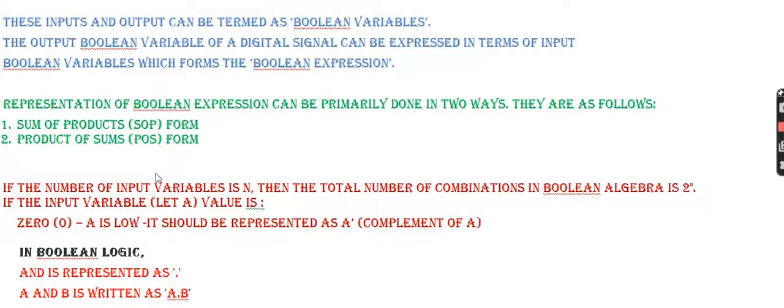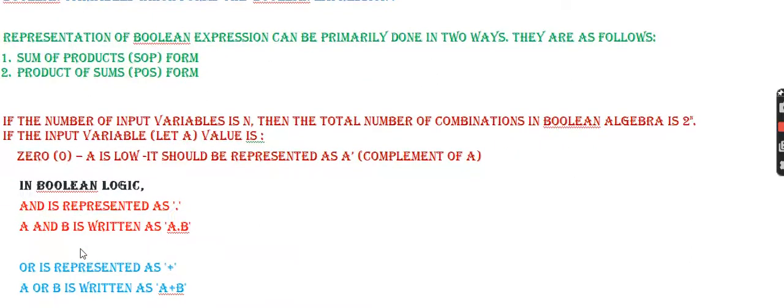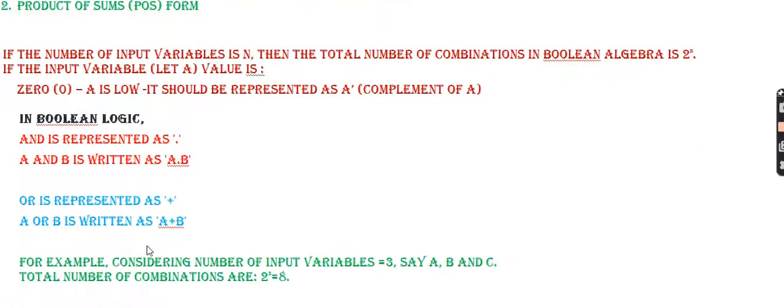So if the value is 0, the logic is 0, it should be represented as the complement of A. A is low. In Boolean logic, I told you about the AND operation and the OR operation, that is the product operation and the sum operation. AND is represented as a dot. That is, if you want to multiply two variables, we use the AND logic. That is, A and B is written as A dot B. OR logic is represented by addition.